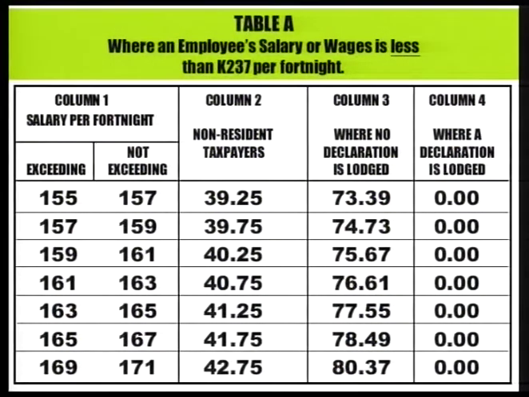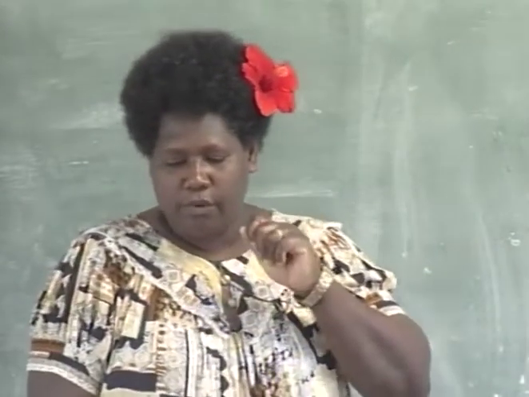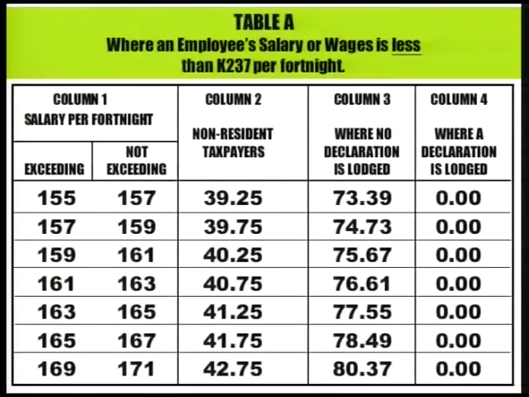Then it says for column 4, where a declaration is lodged, which means where you have filled in a declaration form. So for someone who earns an amount of money more than 165 kina, but less than 167 kina. Are we listening? Are you listening or you're not listening? Listening, okay.